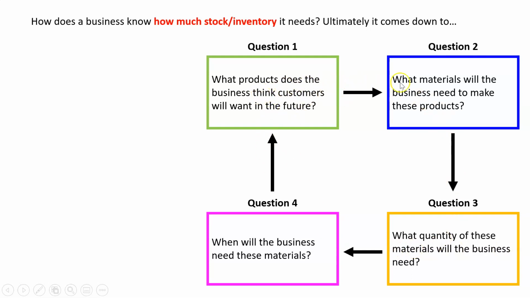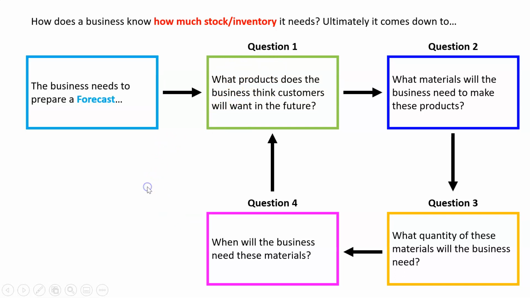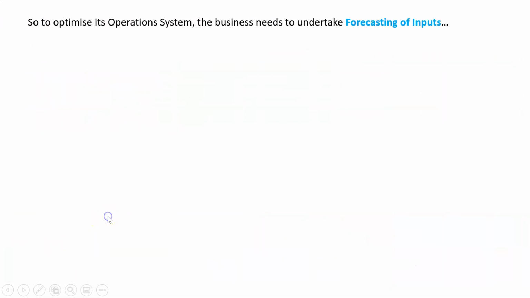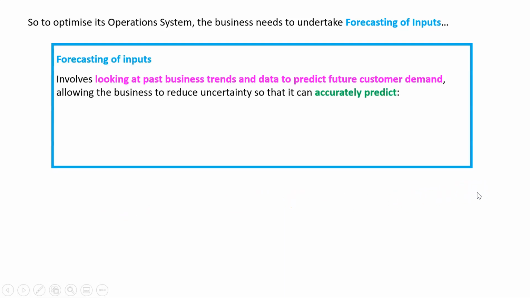What do we think customers want? What materials do we need? How many and when? But a forecaster takes a step back and says, before we even go to what products customers will want in the future, we will do a forecast. And that is where it gets very useful. So to optimize operations, we're going to do a forecasting of inputs.